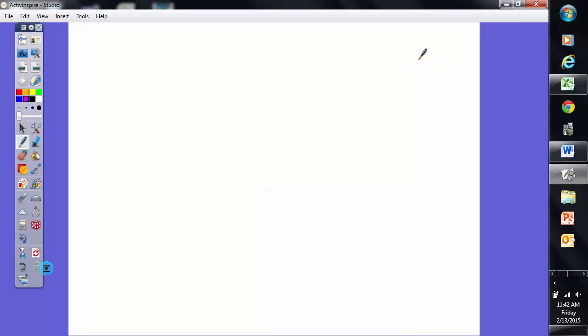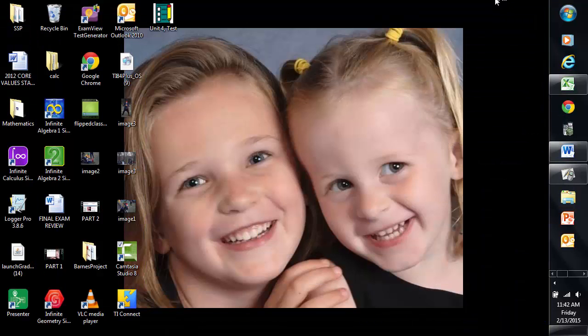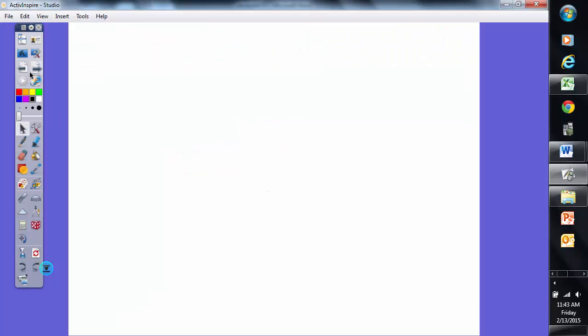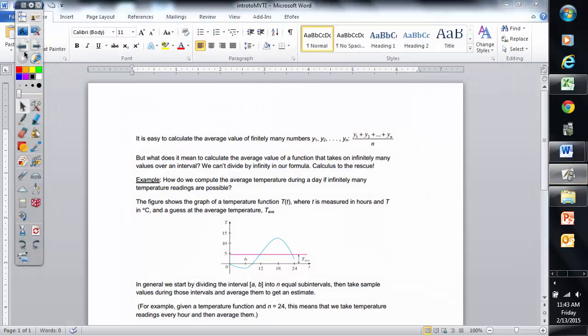The first thing I need you to do is take out the worksheet that says it's easy to calculate the average value, because I gave you that worksheet and I want you to follow along. I want you to do what this paper says. So let's read it together. It's easy to calculate the average value of finitely many numbers. So what does it mean to calculate the average value of a function that takes on infinitely many values over an interval? So here's a graph of temperature over a day, 24 hours.